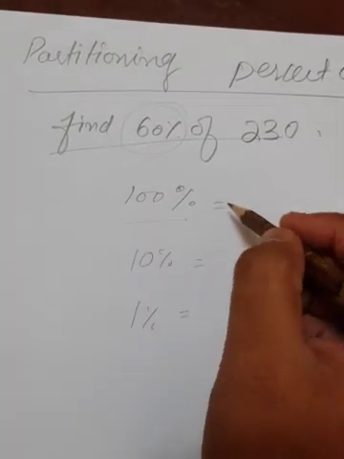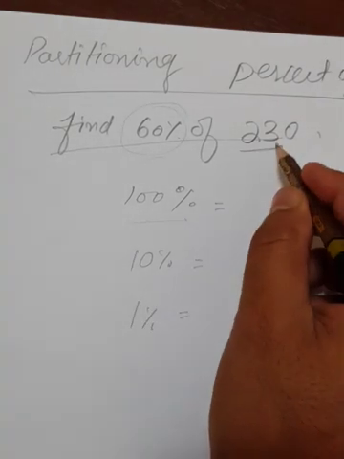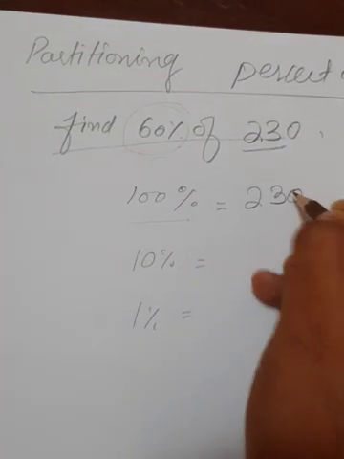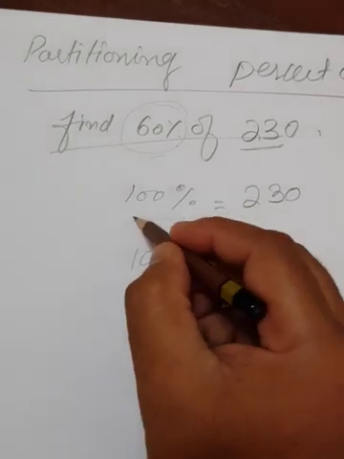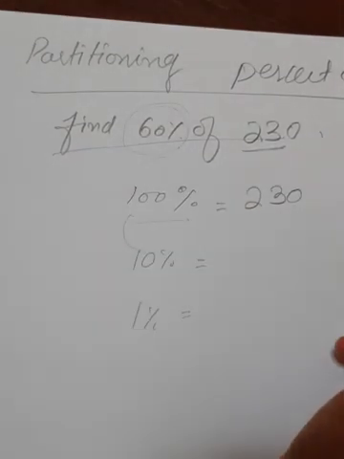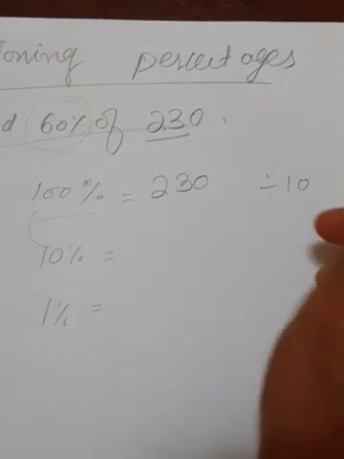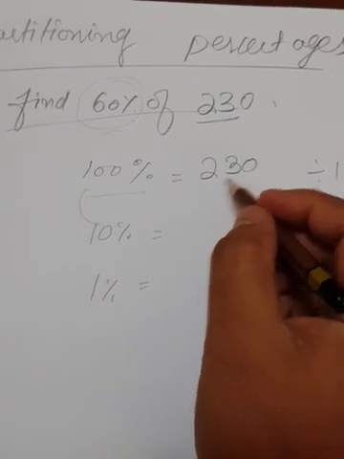Now, what is 100%? 100% is my actual number for which they are asking me to find 60%. I will write 230 here. Now, to find 10%, the rule says divide your number by 10.